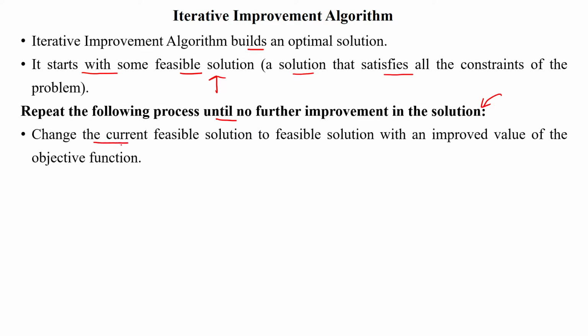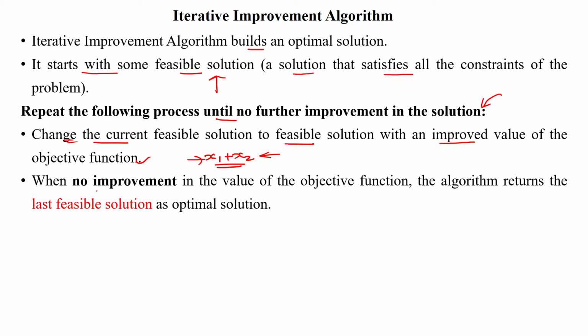For that, change the current feasible solution to the next feasible solution with an improved value of the objective function. Here the objective function will be available with some variables like this. When you substitute values for these variables, we have to get the improved solution. Until then, we have to keep changing the current feasible solution by supplying improved values. The process stops whenever there is no improvement in the objective function value. Then the algorithm returns the last feasible solution as an optimal solution for the given problem statement.